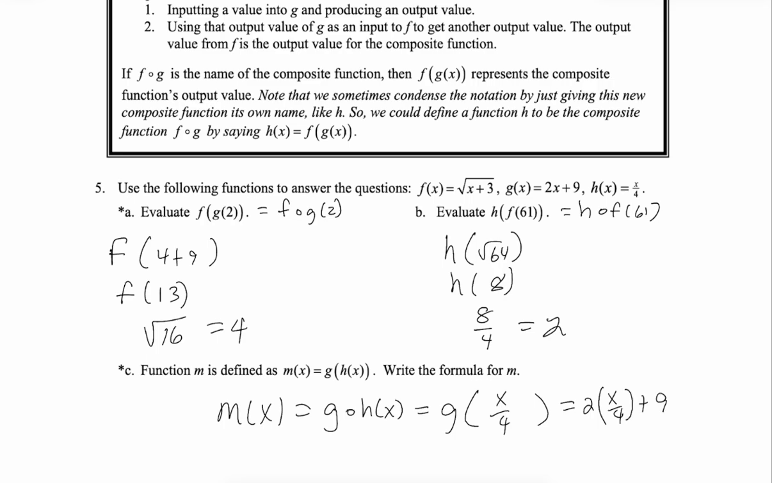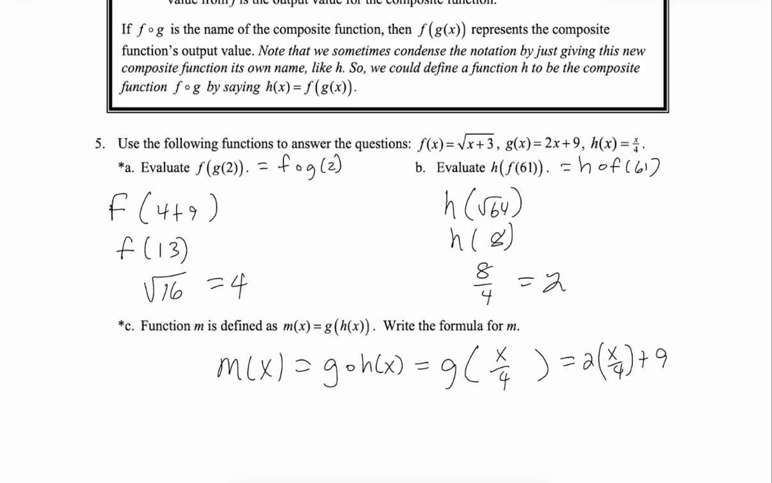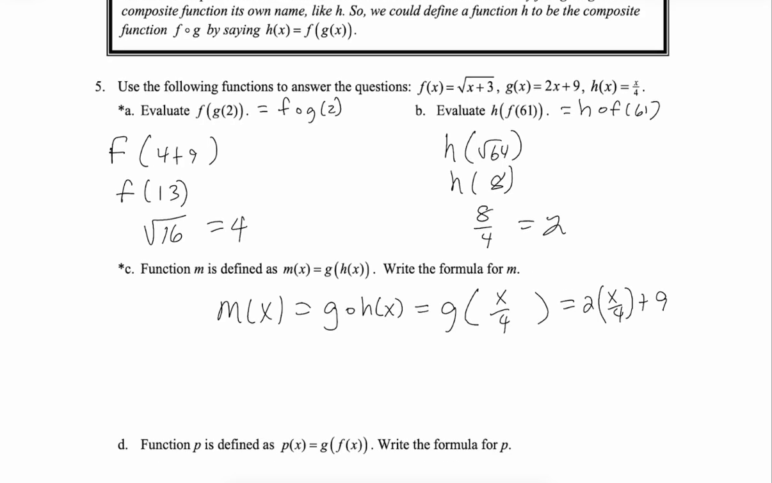Now, can I do much with that? You can simplify it slightly. 2 and 4 are both divisible by 2. So our M function would be x over 2 plus 9. So they're just having you simplify when you compose those two things.